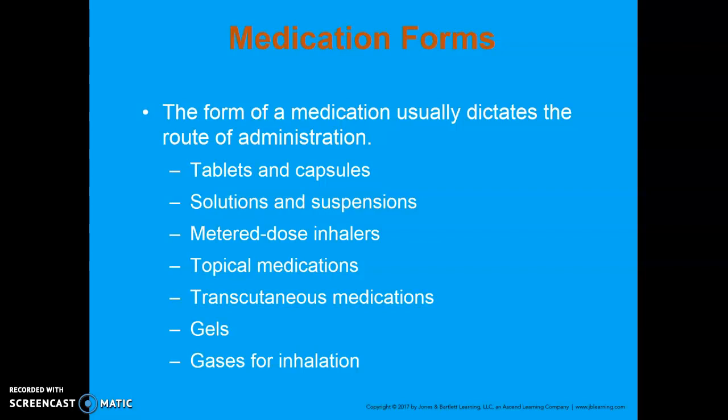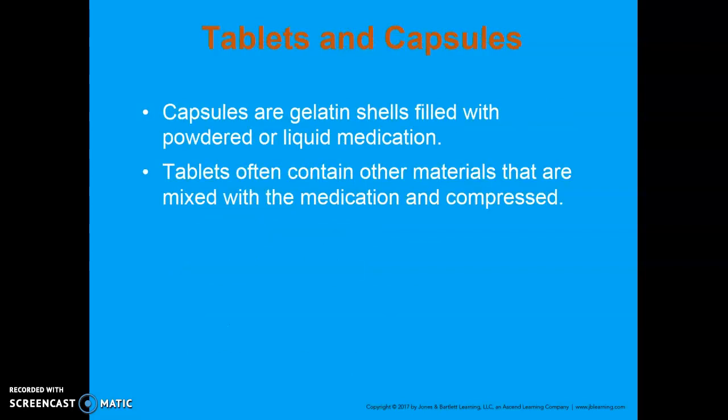They do a lot of studies to make sure they know when the medication is going to release into the bloodstream and then what effect it's going to have on the body. So tablets and capsules are given by mouth. Capsules are gelatin shells filled with either a powdered or a liquid medication. Tablets contain other materials that are mixed with the medication, and then they compress them down very, very tightly. A medication that is given orally must be swallowed and digested, so it provides a slower route, which we've already kind of talked about.